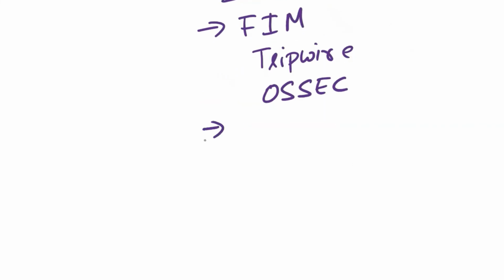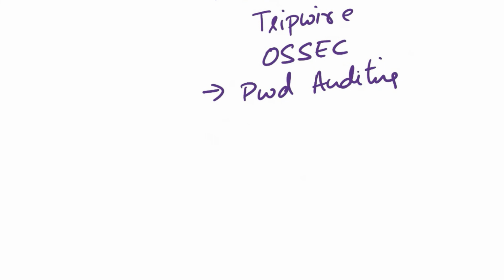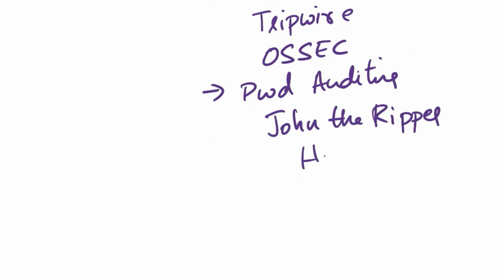Next one is password auditing tools. These test the strength of user passwords to identify weak or easily guessable passwords. Examples include John the Ripper and Hashcat.